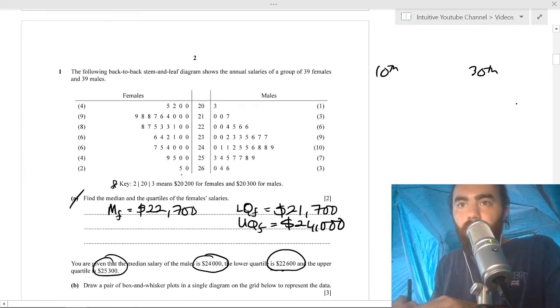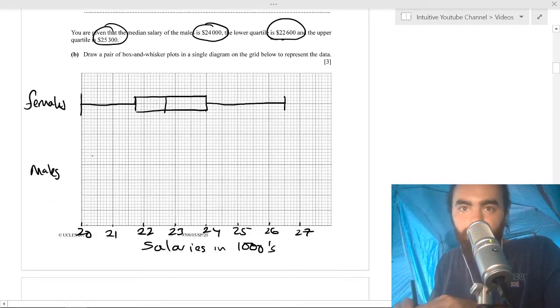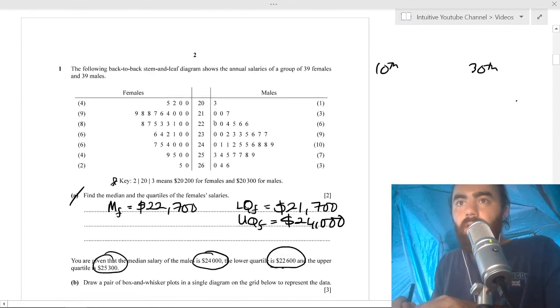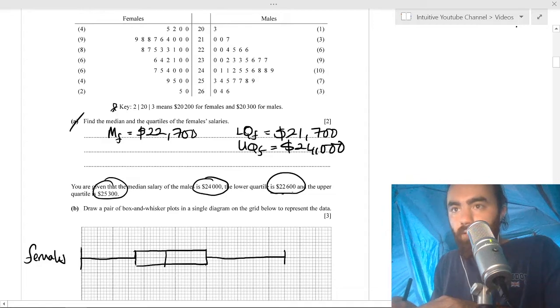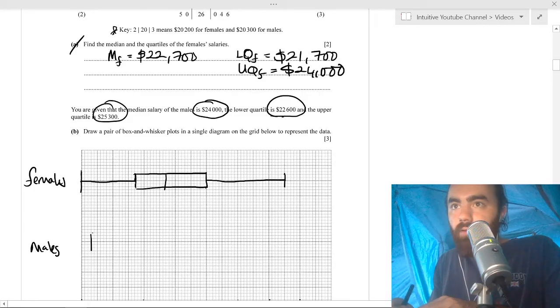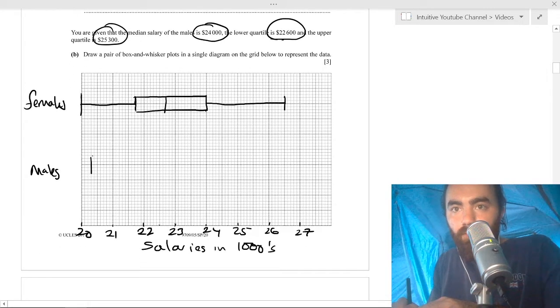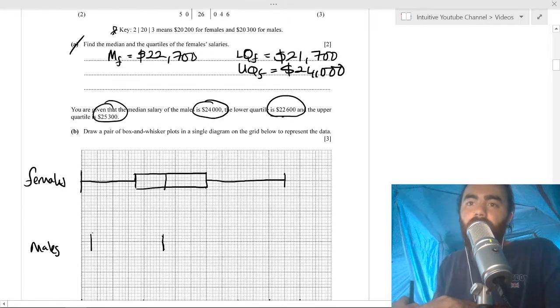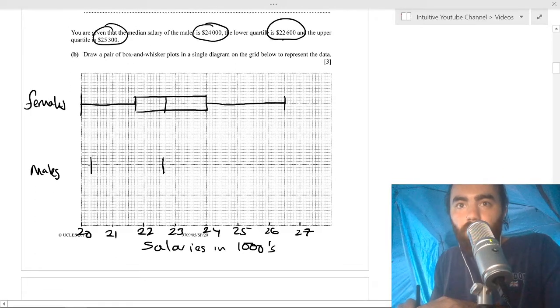So for males, the lowest value is 20,300. So let's do it like here, 20,300. And then the lower quartile is 22,600. 22,600, which is here, which is 1 in. I think you guys are getting the idea here. I guess I can do the whole thing.